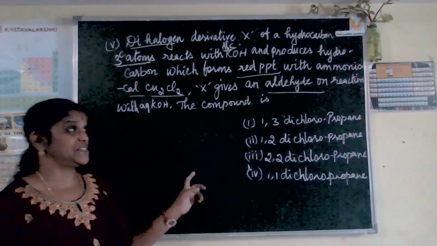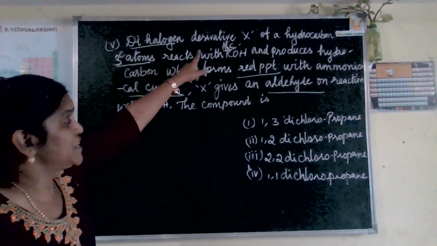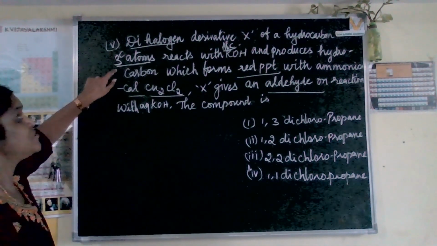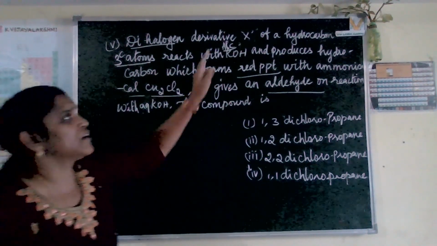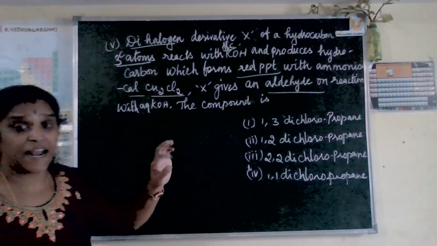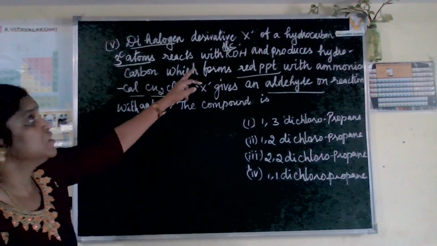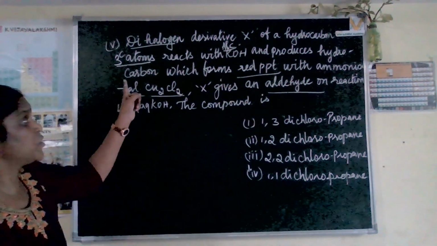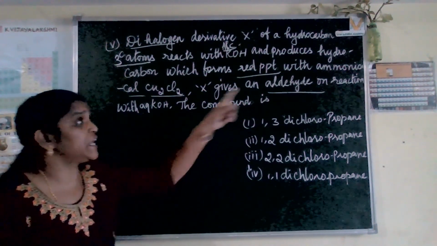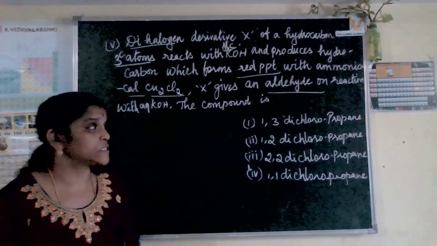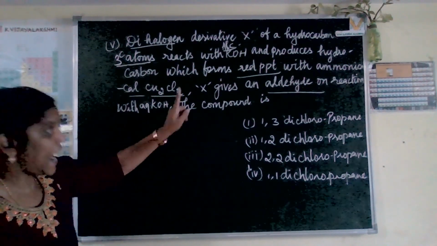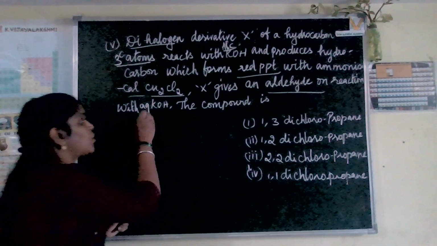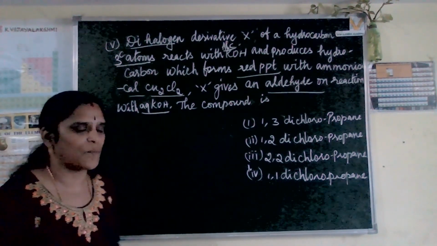Next, one more interesting question. A dihalogen derivative X of a hydrocarbon with three carbon atoms reacts with alcoholic KOH and produces a hydrocarbon which forms a red precipitate with ammoniacal cuprous chloride. What is that X compound? And again, this X compound gives an aldehyde on reaction with aqueous KOH. So what is the compound?